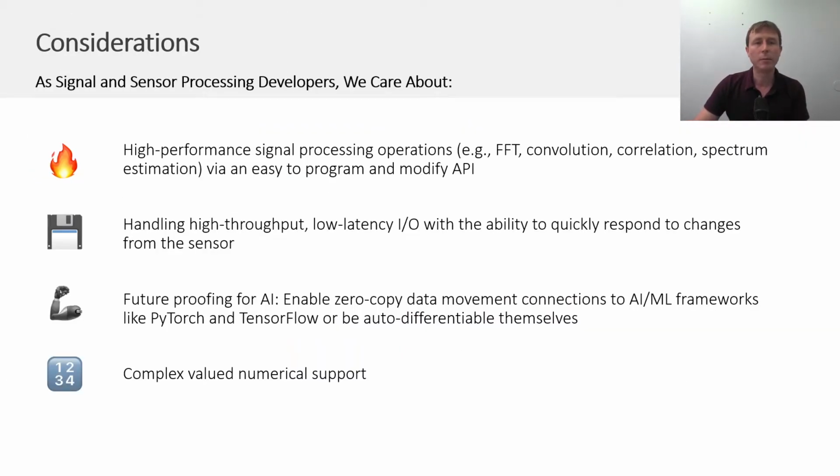Okay, so when considering doing signal processing with GPUs, there are a few things that we do care about. One is the ability to do high performance signal processing operations and an easy to use API. Okay, we care about throughput. We want to be able to do low latency, high bandwidth compute. And for this particular problem, we want to make sure that we're future-proofing this for various AI APIs. And then, of course, almost all compute for signal processing is complex valued.